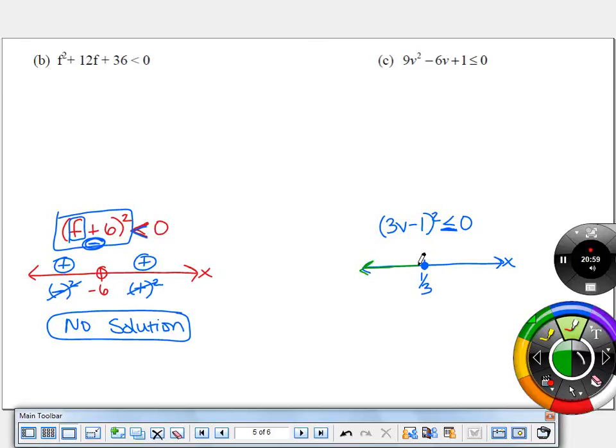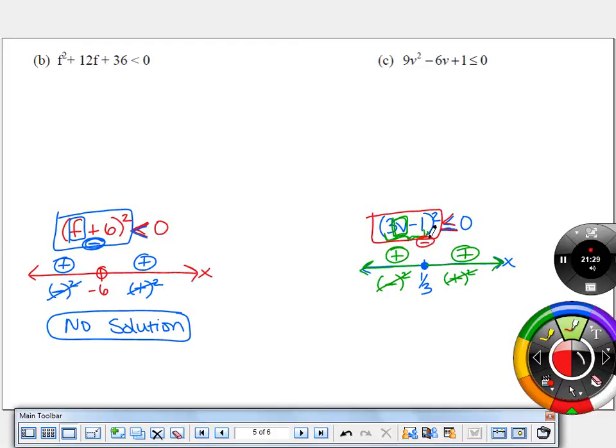If I plug 0 in for v right here, this quantity is going to become negative, but then it's going to be squared, so the final answer will be positive. If I plug in numbers bigger than 1/3, like 3, for v, this quantity will be positive, and then it will be squared, and it will still be positive. Okay? The question is asking, when will this thing be less than or equal to 0?